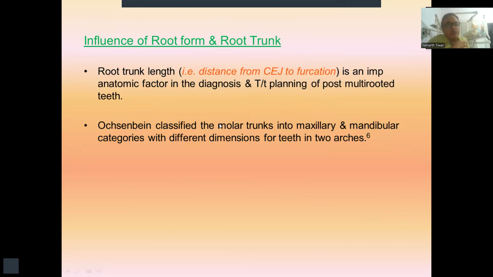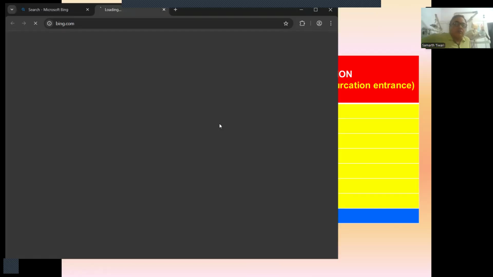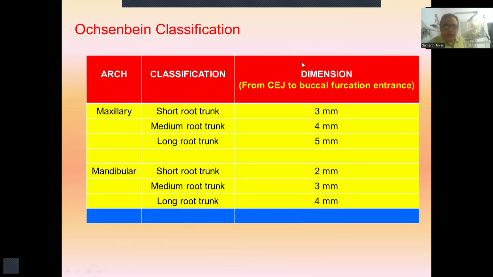Oxenbean classified molar trunks into maxillary and mandibular categories with different dimensions for the two arches. For the maxillary arch, a short root trunk has a dimension of 3 millimeters, medium 4 millimeters, and long root trunk 5 millimeters. For the mandibular arch, a short root trunk is 2 millimeters, medium 3 millimeters, and long root trunk 4 millimeters.